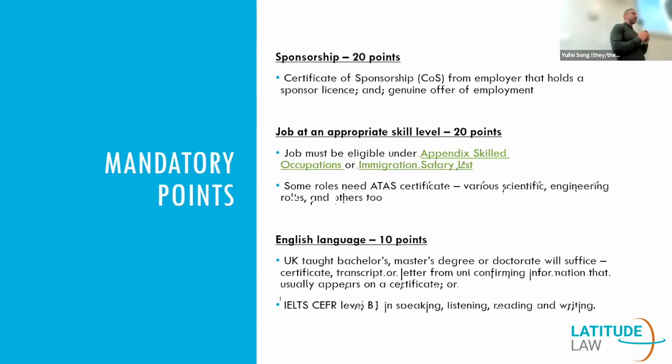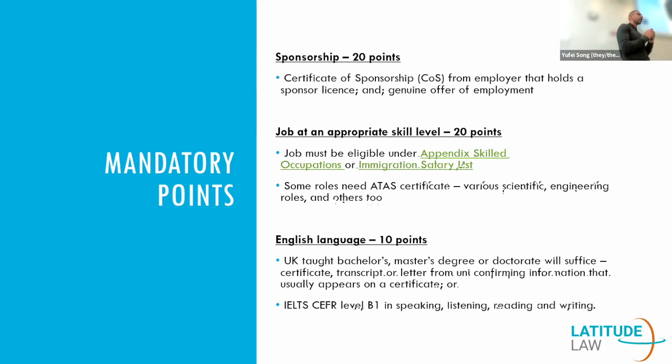The first criterion to get 20 points towards the 70 points is that you need to be offered a certificate of sponsorship. A certificate of sponsorship is very similar to your CAS in the sense that it has your personal details and, more importantly, your employment details, for example your relevant SOC code that you're going to rely on.